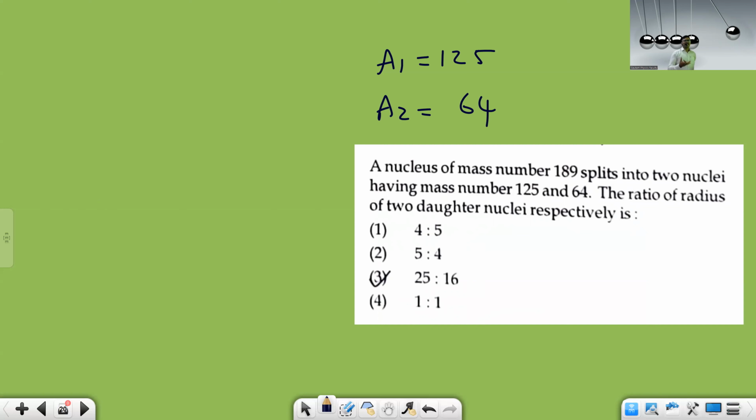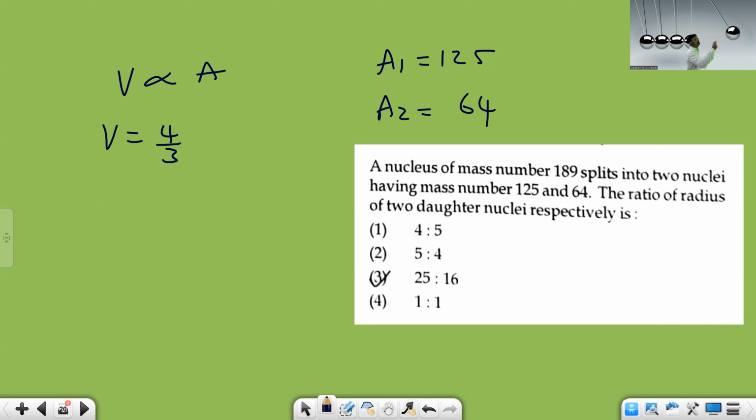What's the relation between radius and mass number? We know that when the nucleus size increases, the mass number with respect to size will increase. If you take a bigger mass number, like uranium 235 nucleons, the nucleus size must be big. If you take helium 4 nucleons, the size will be small. So volume is directly proportional to mass number.